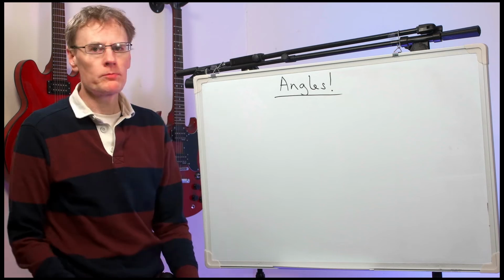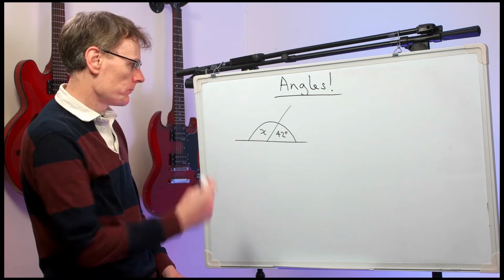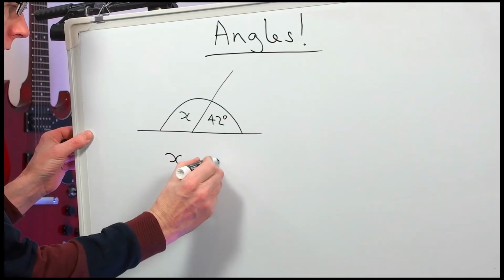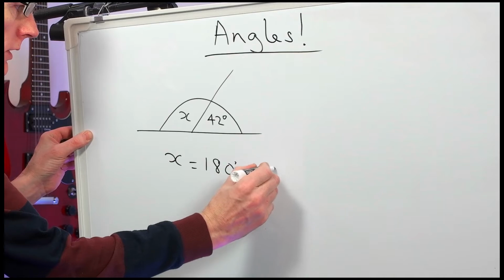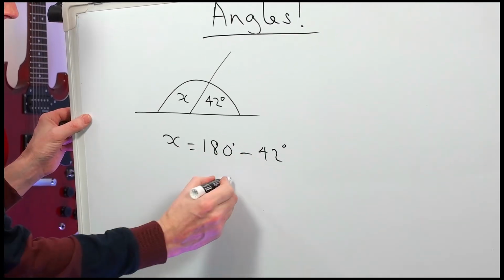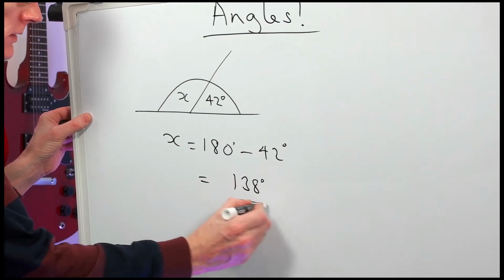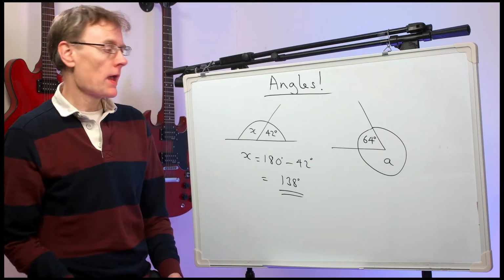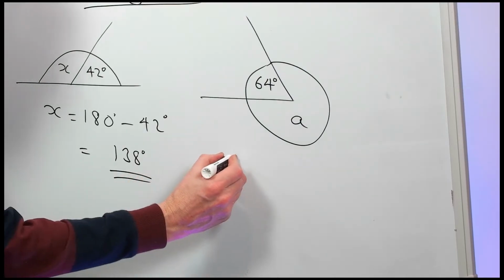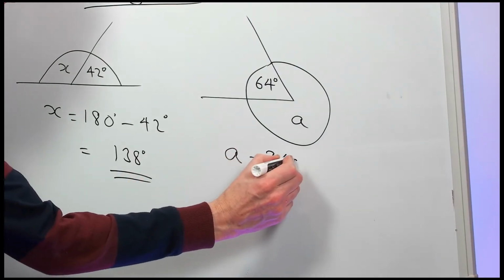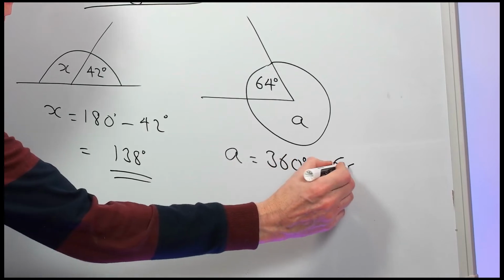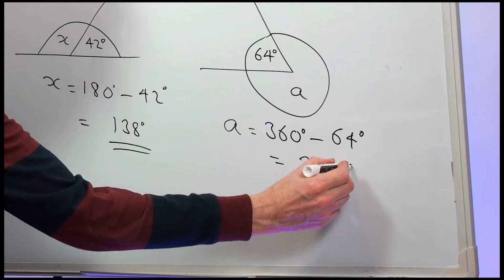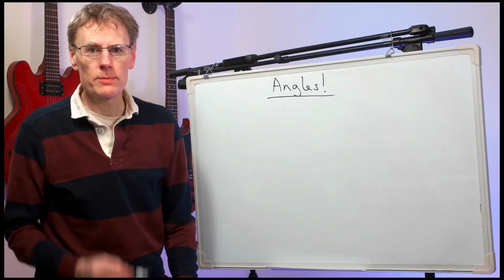Right, angles. You should know that the angles on a straight line add up to 180 degrees. So x equals 180 degrees minus 42 degrees, which is 138 degrees. You should also know the angles all the way around, angles at a point, add up to 360 degrees. So A equals 360 degrees minus 64 degrees, which is 296 degrees.